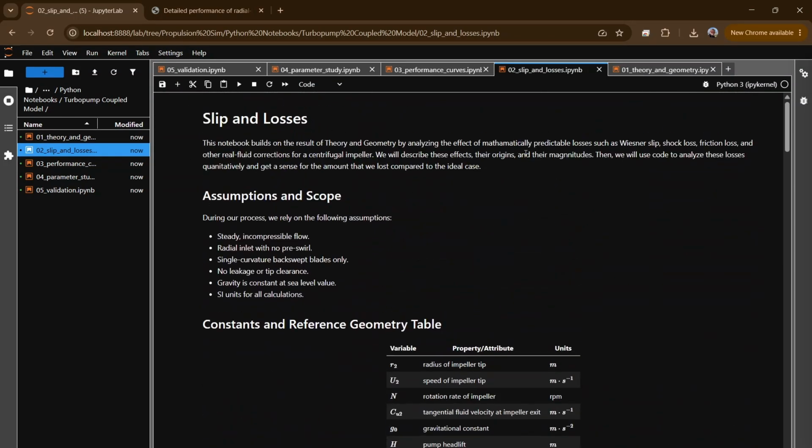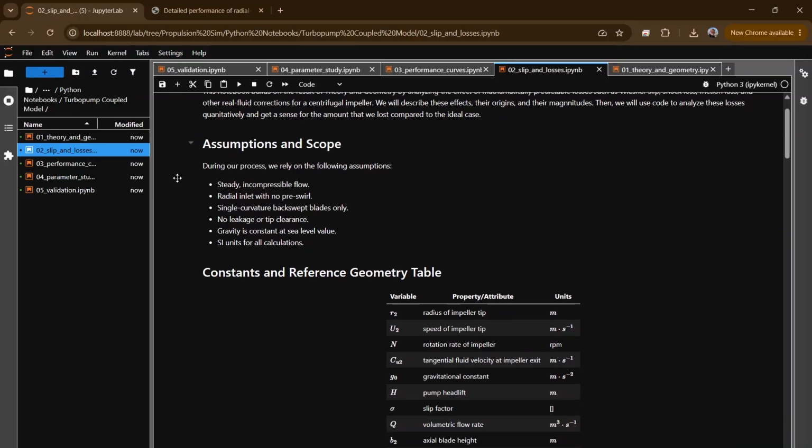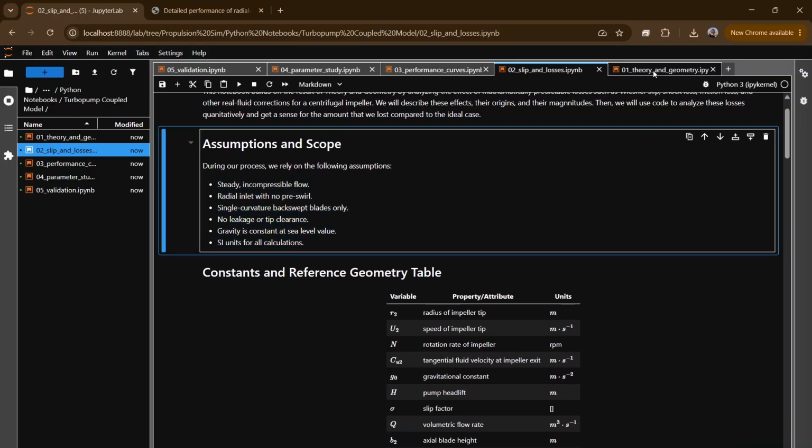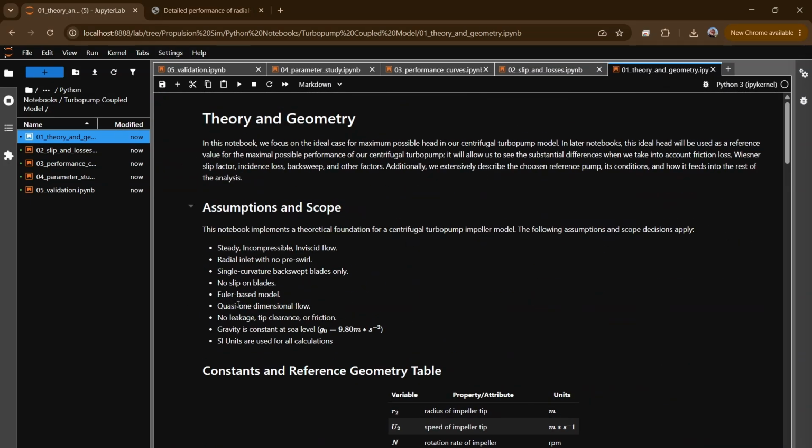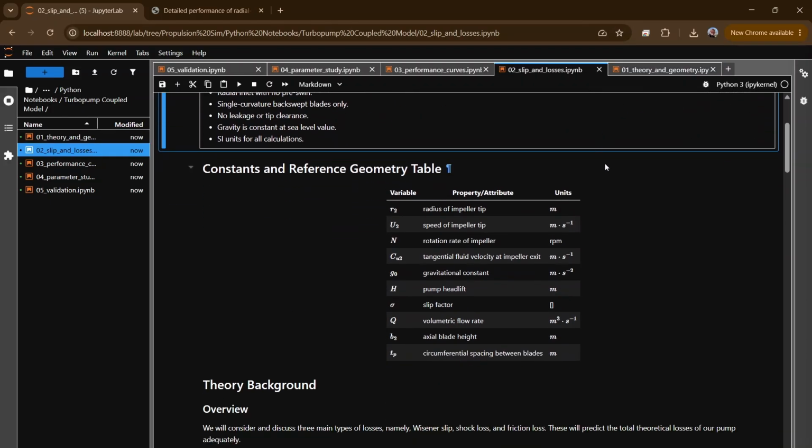So now going to slip and losses. It builds on theory and geometry, and it predicts the mathematically predictable losses that we have, like Wiesner's slip and friction loss, for our centrifugal impeller. We have these assumptions. As you can see, we actually lost a good bit of assumptions that used to be here for the O1 theory and geometry notebook.